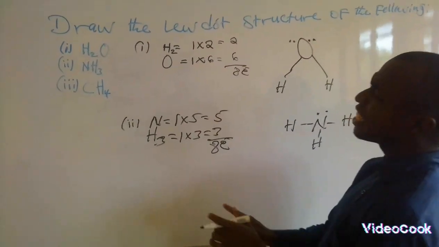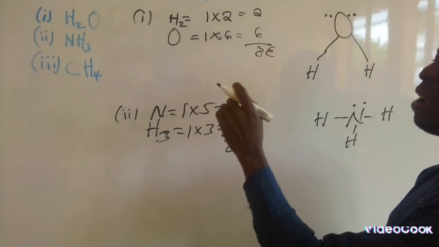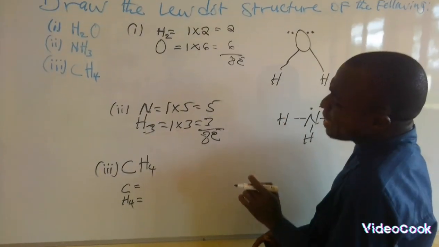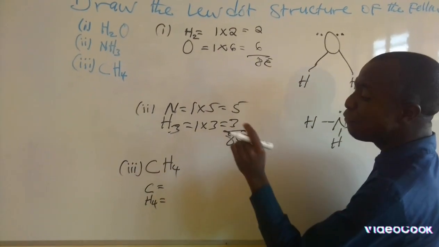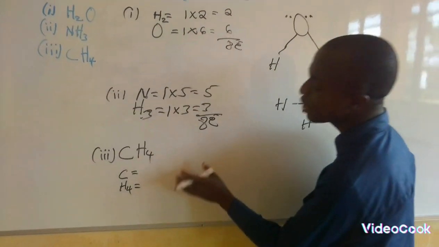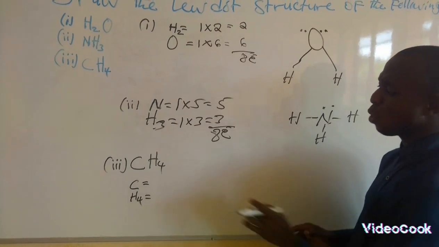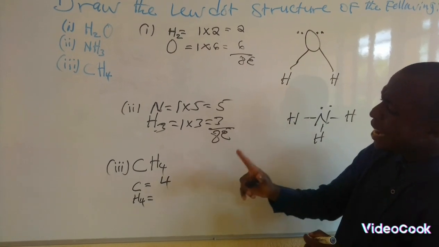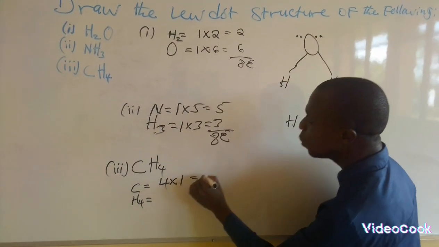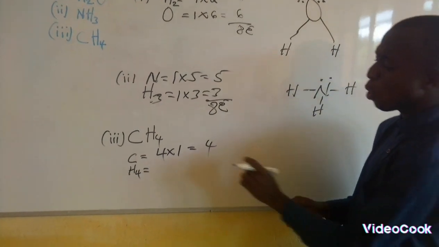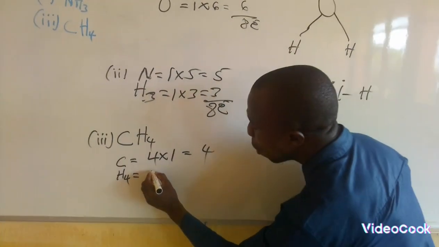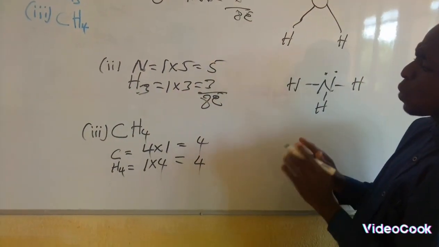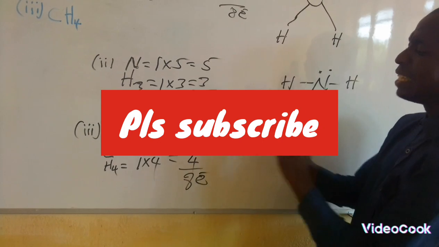Next is methane, which we refer to as natural gas. We are coming to find the Lewis structure of methane. We realize that there is 1 carbon atom and 4 hydrogen atoms in this compound. What is the valence electron of carbon? We know that the valence electron of carbon is 4. There is 1 carbon atom, so we are saying 4 times 1, which gives us 4. The valence electron of hydrogen is 1, so we are saying 1 times 4, which gives 4. So altogether we have 8 electrons in this particular compound.